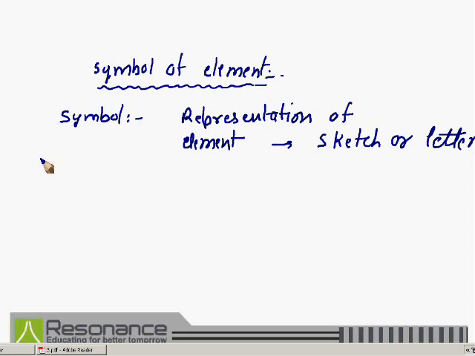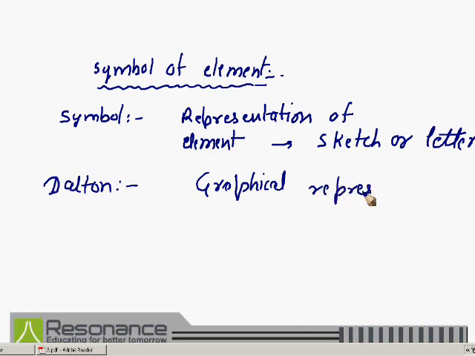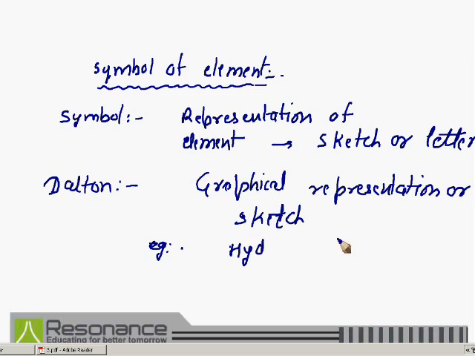Dalton used a graphical representation or sketch as a symbol of elements. Dalton used graphical representations or sketches for representation of symbols. Now we can take an example. Dalton used this symbol for hydrogen, and for carbon he used this symbol. But these symbols were very difficult or inconvenient to draw.